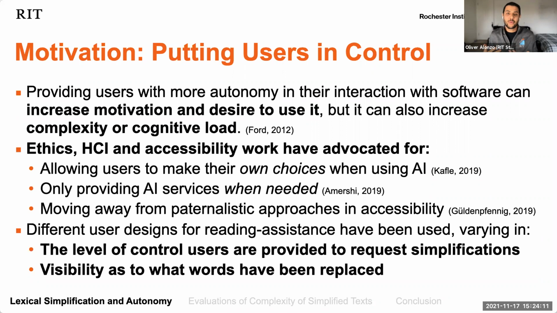And so looking at prior work on user interfaces for automatic text simplification-based reading assistance tools, we saw that these user interfaces varied in two dimensions that were related to autonomy. First, the level of control that users are provided to request simplifications. And second, the visibility as to what text or words have been replaced, in this context of lexical simplification, what words have been replaced.